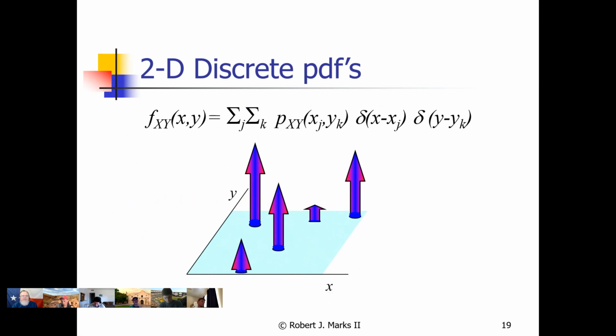Okay, here is the two-dimensional discrete PDF. This is something we've alluded to before, where each of the probability masses is assigned to a Dirac delta at that location on the plane. So we have a number of Dirac deltas, and all the areas under all these Dirac deltas have to add up to be equal to 1.